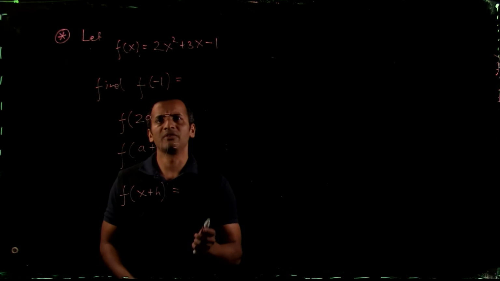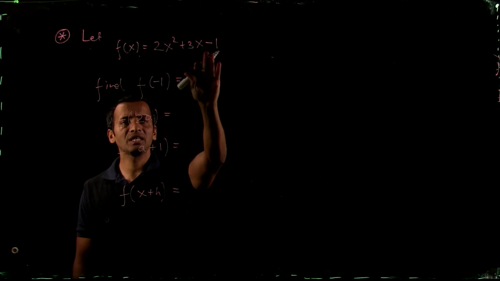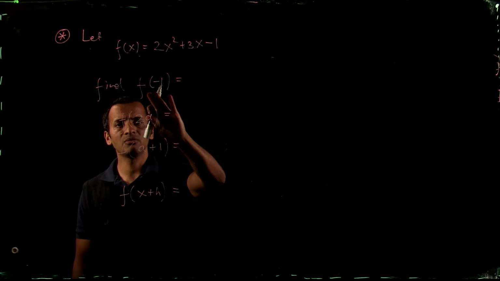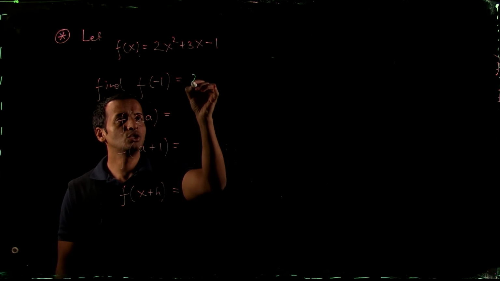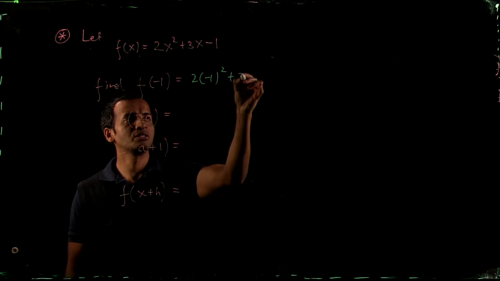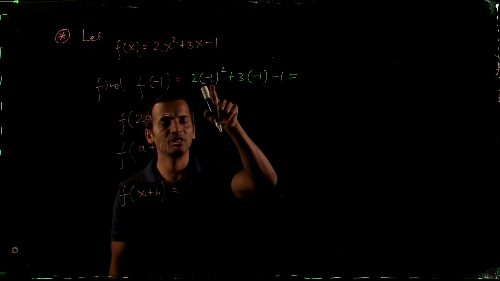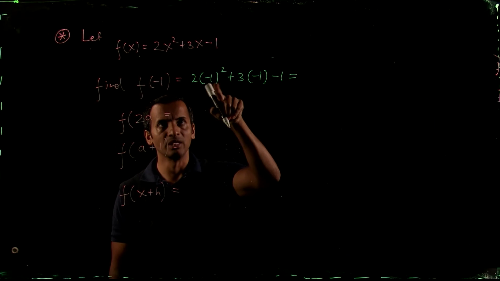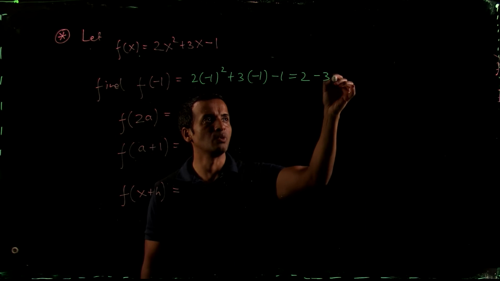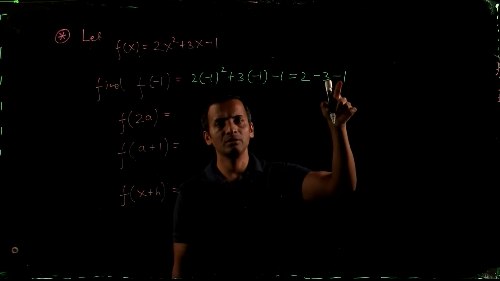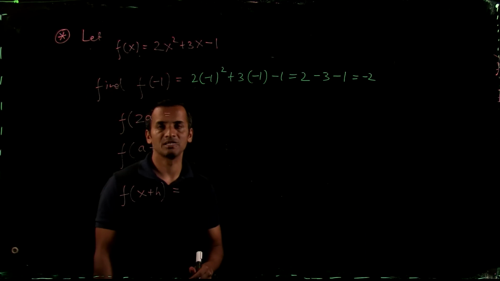Let me take one more example on finding the functional value. So f of x is given as 2x squared plus 3x minus 1, right? You want to find the value of the function f when x is negative 1. So how do you do that? Replace x by negative 1. So 2 times negative 1 squared plus 3 times negative 1 minus 1. Negative 1 squared is positive 1, times 2 is 2, and then 3 times negative 1 is negative 3, and then minus 1. So 2 minus 3 is negative 1, minus 1 is negative 2. That's the final answer for that.